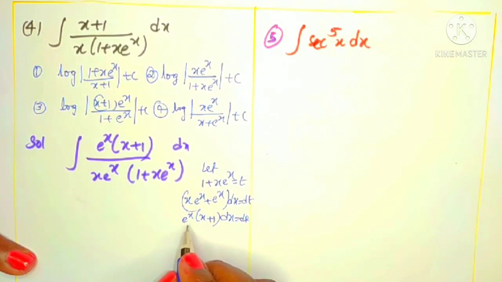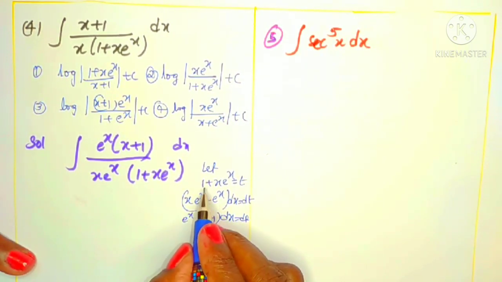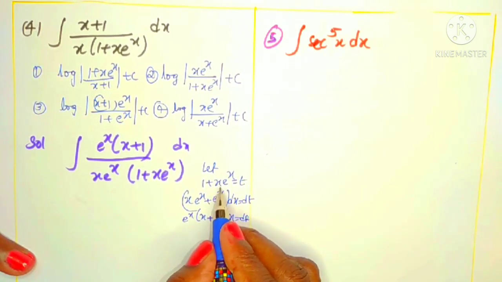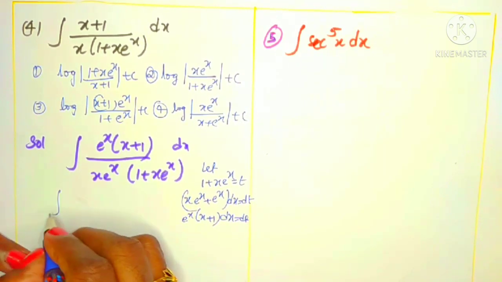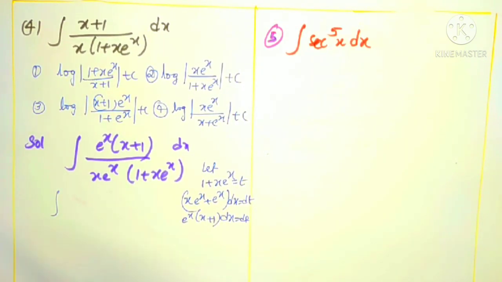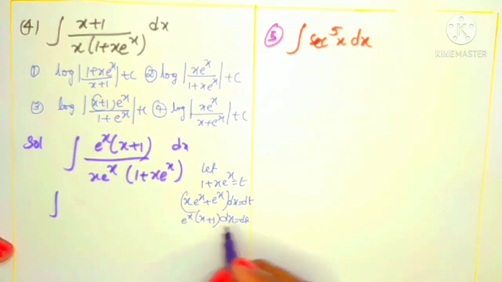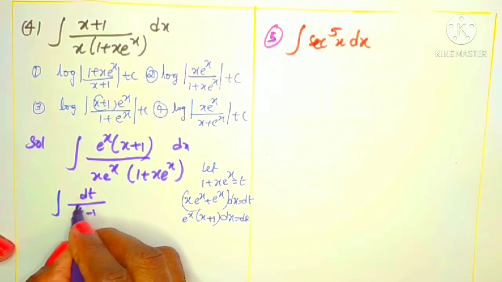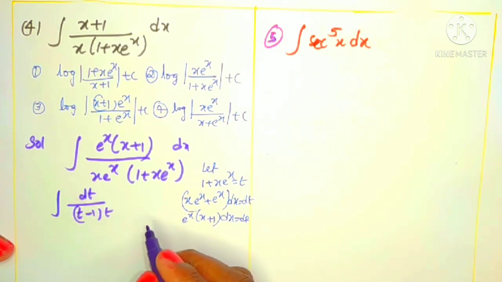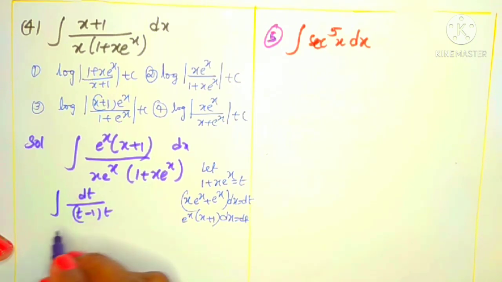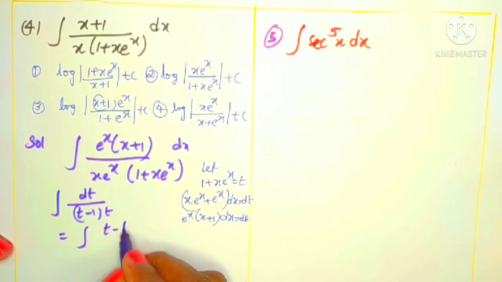In place of the numerator we can take dt. In the denominator, in place of 1 plus x e^x we can take t, and x e^x from this one is t minus 1. Therefore e^x (x plus 1) I am taking as it is, and dt by x e^x, which is t minus 1, into t, right? After that, to reduce into a non-integral function, this is dt by (t minus 1) t. Shall I write integral of t minus (t minus 1).